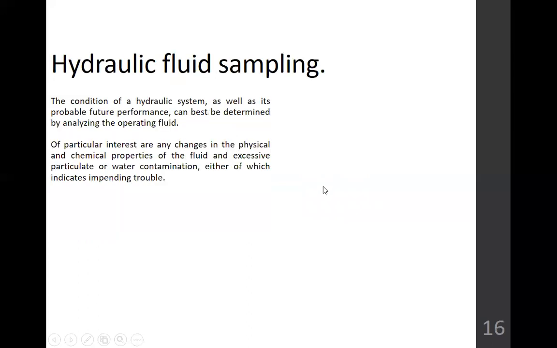Hydraulic fluid sampling. The condition of a hydraulic system as well as its probable future performance can be best determined by analyzing the operating fluid. Of particular interest are any changes in physical and chemical properties of the fluid and excessive particulate or water contamination, either of which indicates impending trouble.